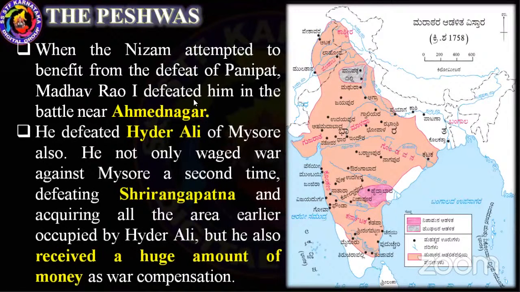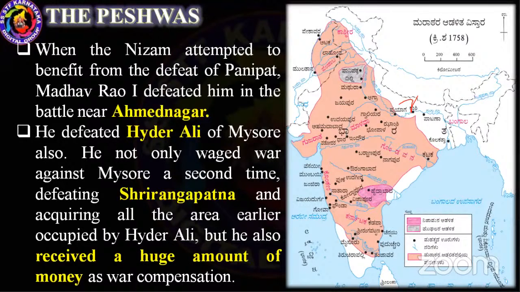The Nizam of Hyderabad tried to defeat Madhavrao the first. When the Nizam attempted to benefit from the defeat at Panipat, Madhavrao the first defeated him in the battle near Ahmednagar. He succeeded in defeating the Nizam at Ahmednagar, and he defeated Hyder Ali of Mysore also.